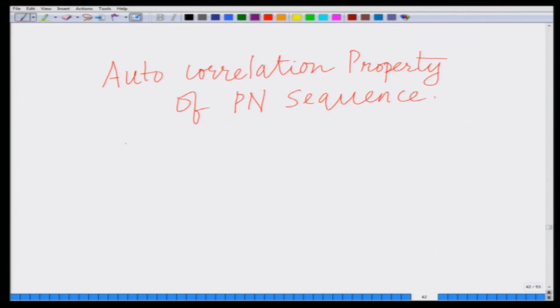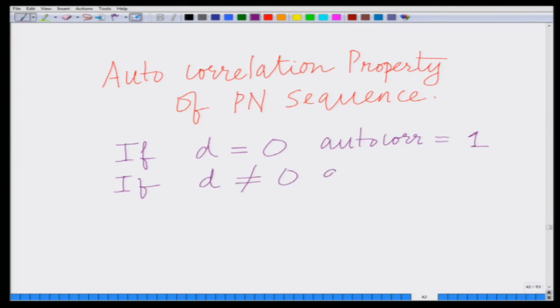Autocorrelation property of PN sequence. If d is equal to 0, autocorrelation is equal to 1. If d is not equal to 0, autocorrelation is equal to minus 1 by n. So, for a 0 shift the autocorrelation is 1, for a non-zero shift the autocorrelation is minus 1 over n.